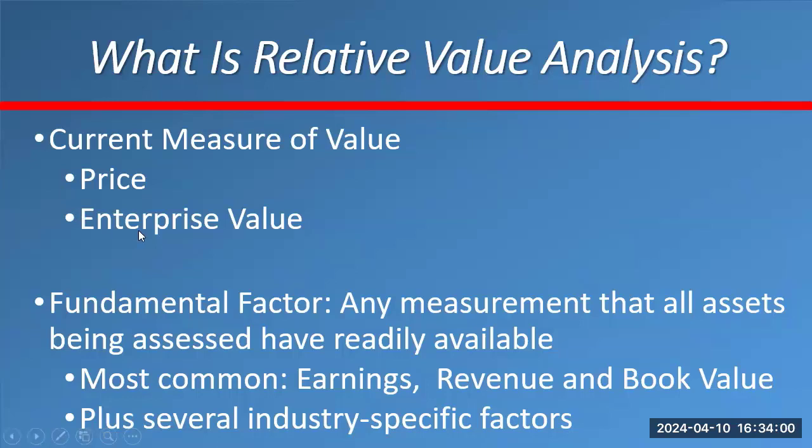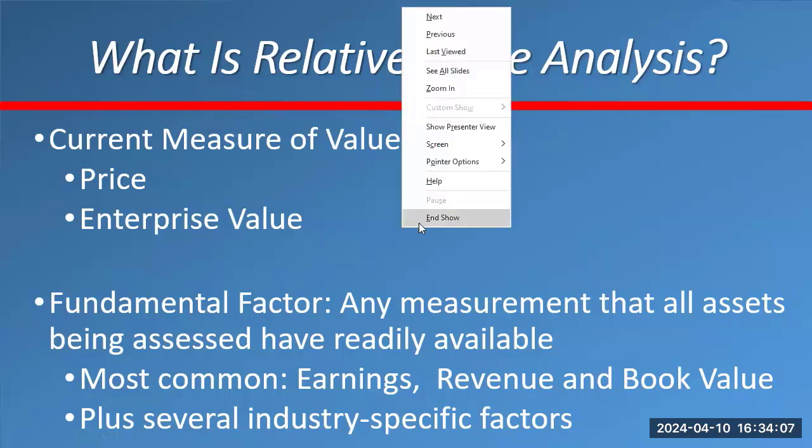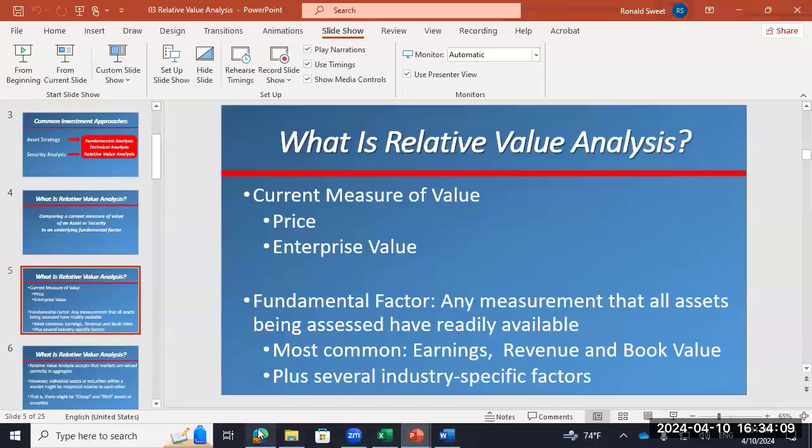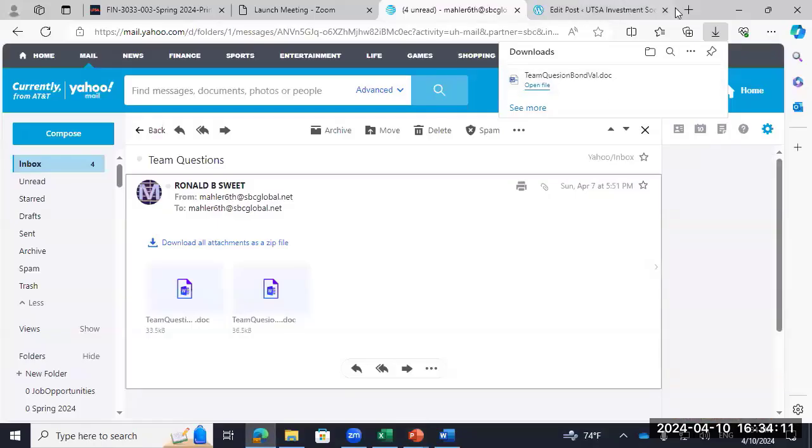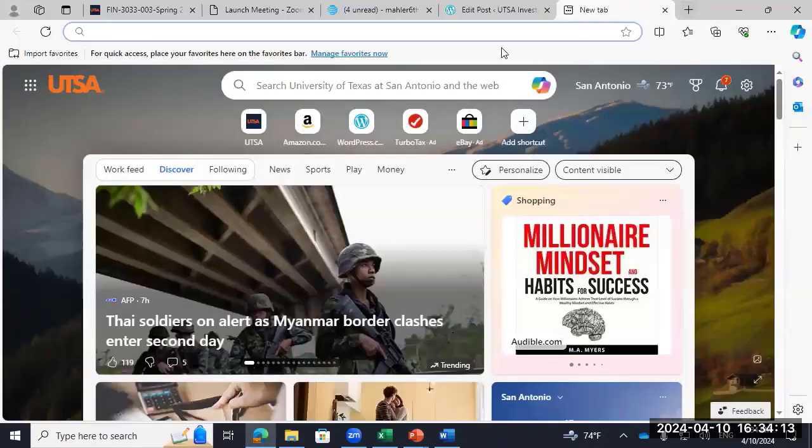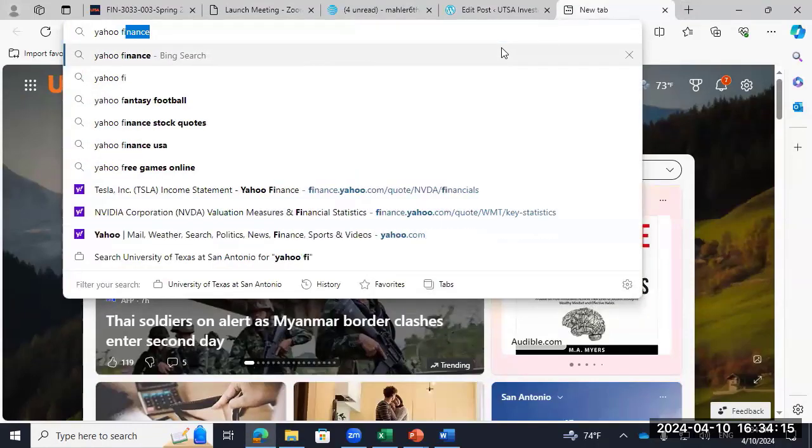What do you think enterprise value is? It's the value of the stock plus the value of the debt. Okay. Can that number be lower than the stock value? So let's look at, I don't know why I shut down Yahoo Finance.